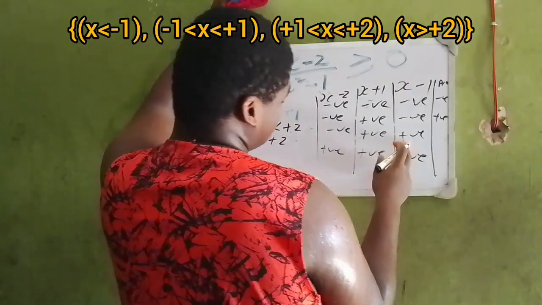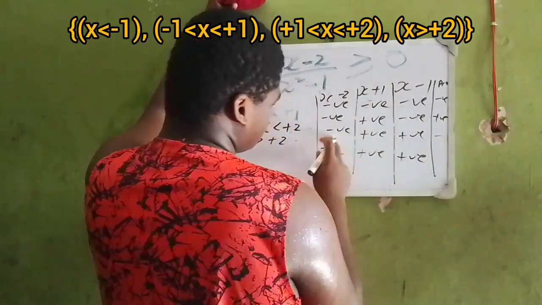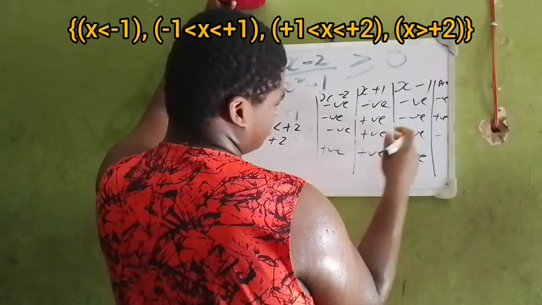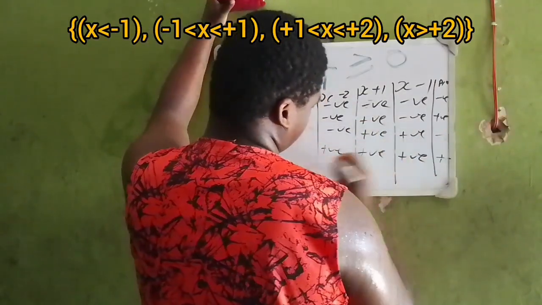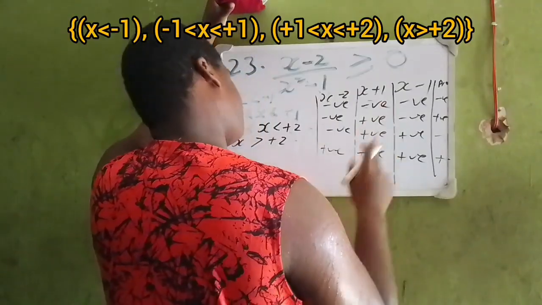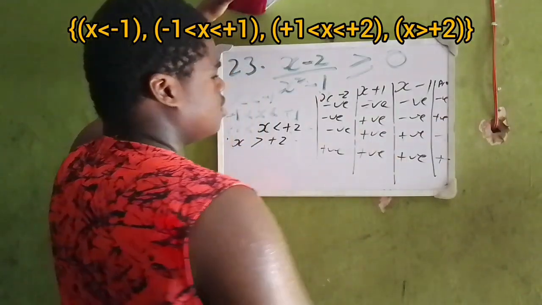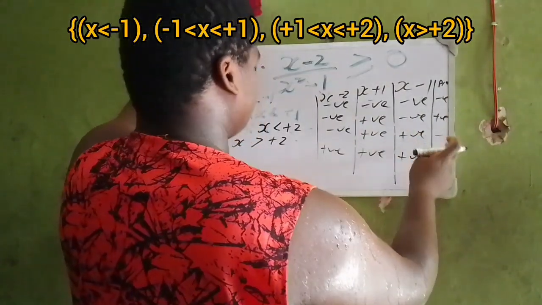Minus times plus times plus is going to be negative, because minus times plus is negative and negative times plus is negative. Positive times positive times positive is going to be positive, because plus times plus is plus and plus times plus is plus. So you have minus, plus, minus, plus.